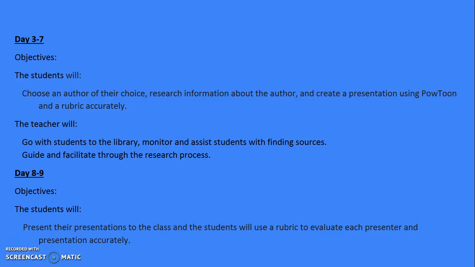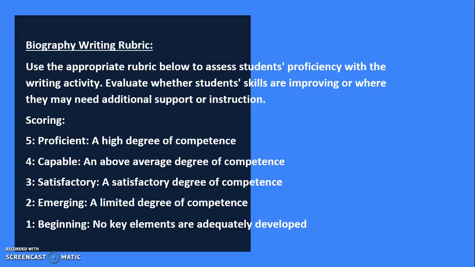Day 8 and 9, the objectives. The students will present their presentations to the class, and the students will use the rubric to evaluate each presenter and presentation accurately. So here I have the biography writing rubric, and pretty much the scoring goes from a 5, 4, 3, 2, 1. 5 is proficient, 4 capable, 3 satisfactory, 2 emerging, and 1 is beginning.